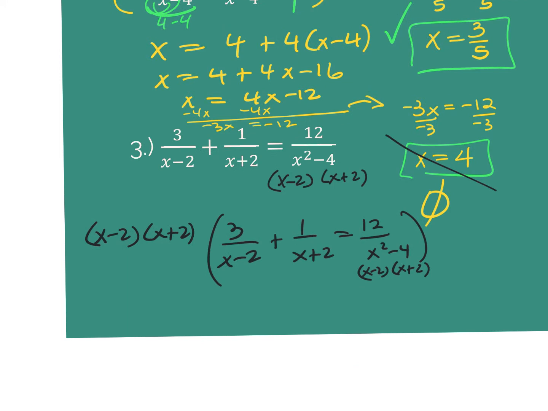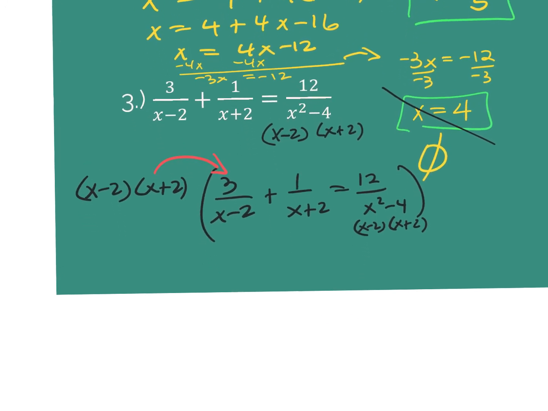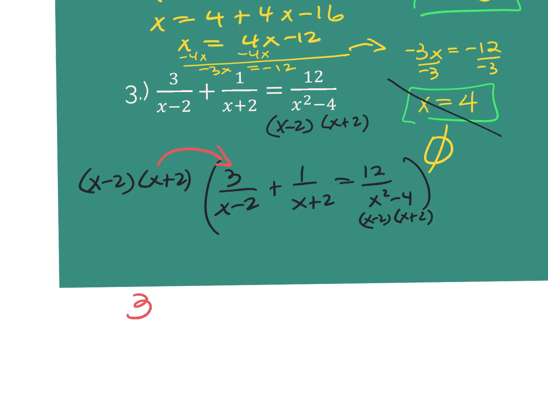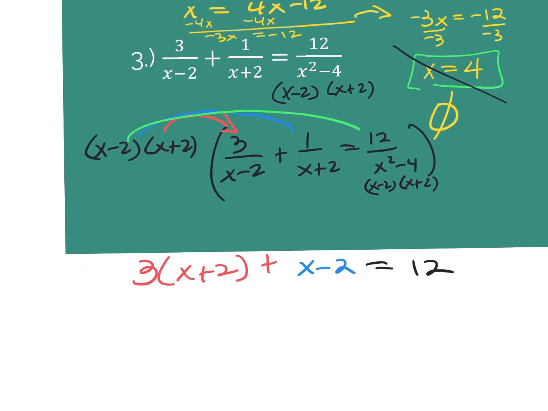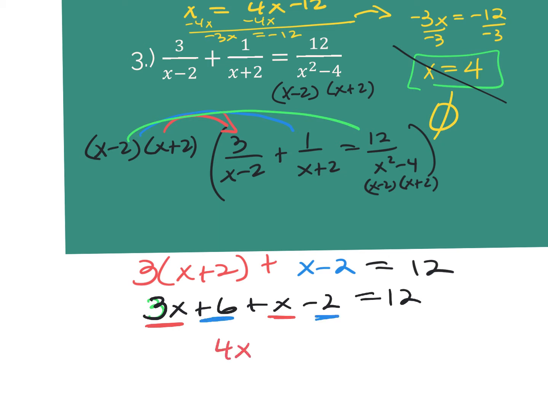So when I distribute it to the first one, this one's missing the x plus 2. So I'm going to multiply 3 times x plus 2. The next one, when I distribute it here, it's missing the x minus 2. And then the last one already has everything it needs when I distribute it here. All right, so now I'm going to distribute and combine like terms. 3x plus 6 plus x minus 2 equals 12. So I'll combine my x's, I get 4x. Combine my constants, I get 4.